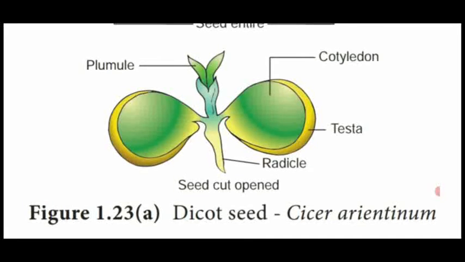All of them are covered by the outermost seed coat, which is called the testa. The region located above the cotyledon is called the epicotyl, where the shoot system is developed, that is named the plumule.